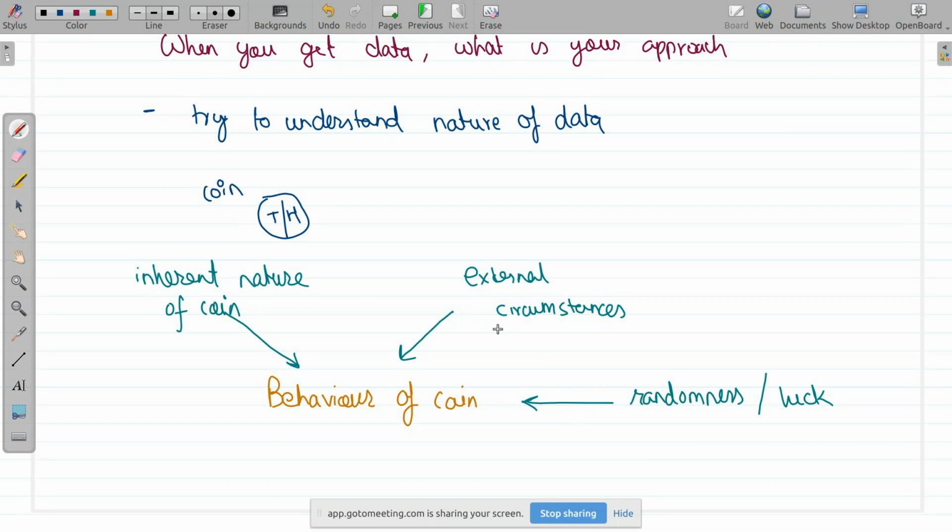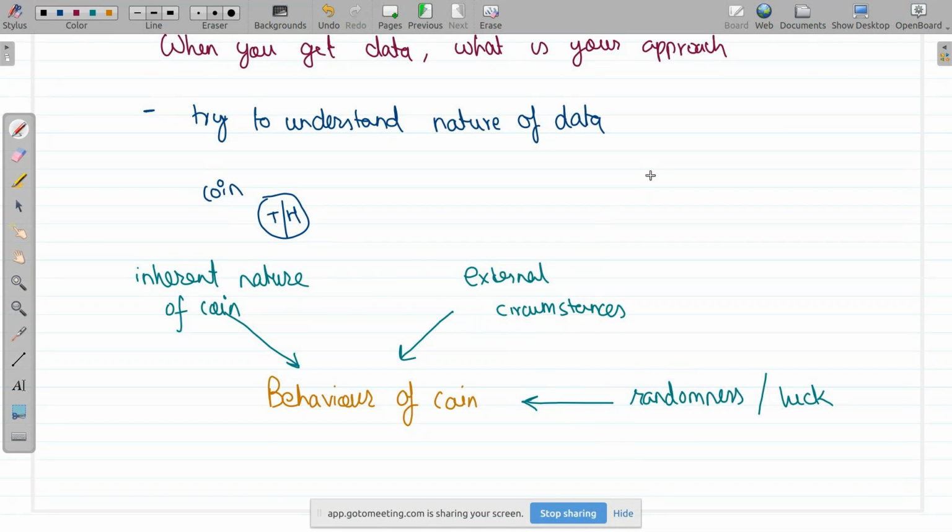So the behavior of any object or anything is usually governed, or can be summarized, in these three approaches: inherent nature, external circumstances, randomness. Now when you say that you want to understand the dynamics of the system at hand, or you want some kind of predictive power, you are basically trying to find patterns in all of them. So pattern detection amongst all of these is your primary task. That is what you mean when you say you want to understand the nature of data.